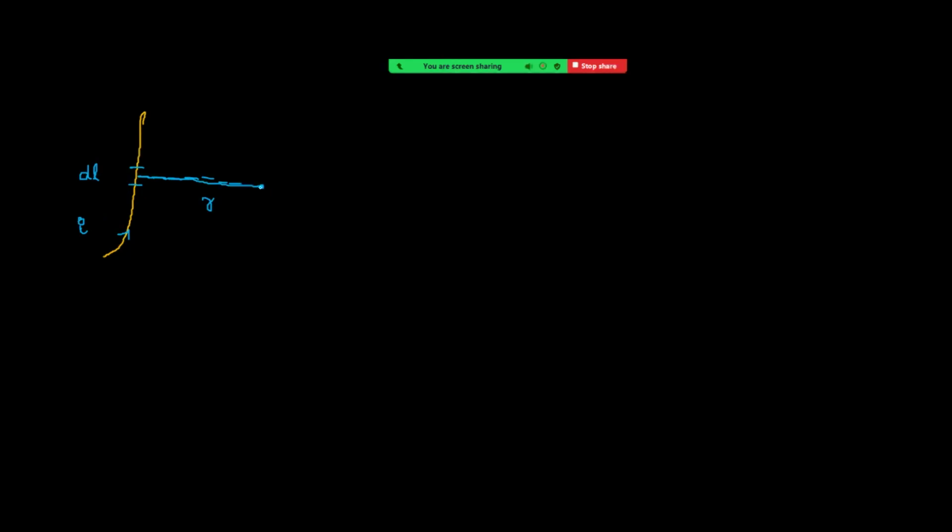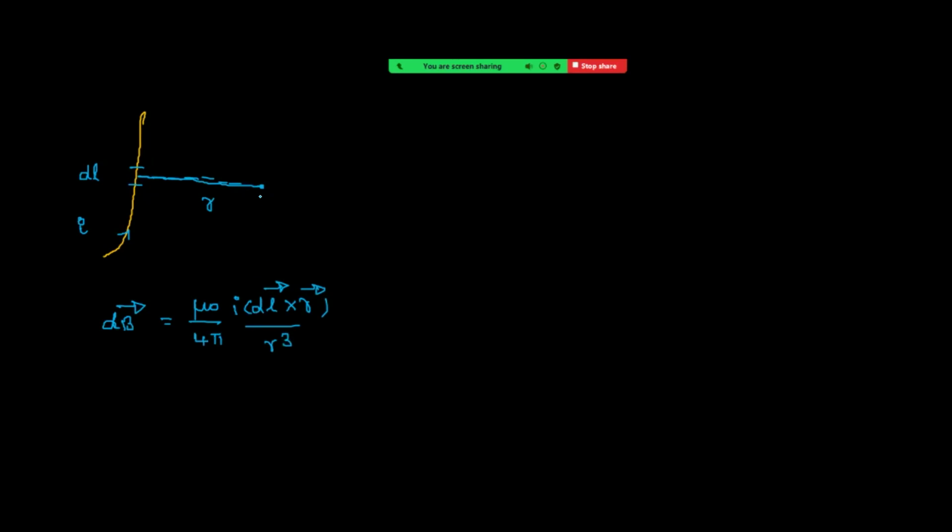So at this point, the strength of the magnetic field due to this element is given by dB bar equal to mu naught upon 4 pi into I into dl bar cross r bar upon r cube.